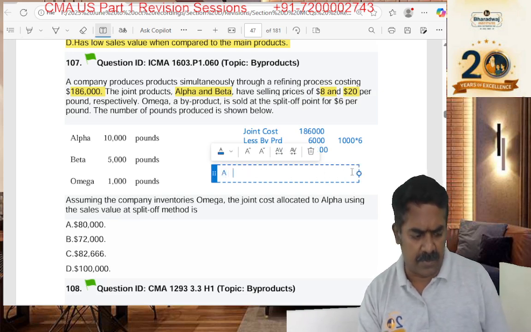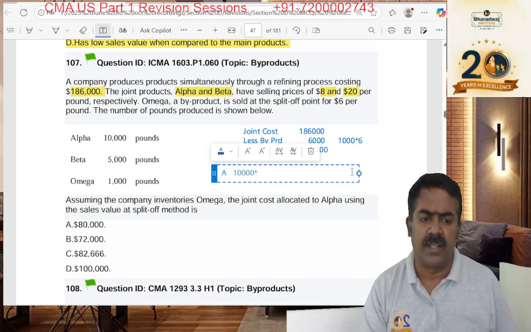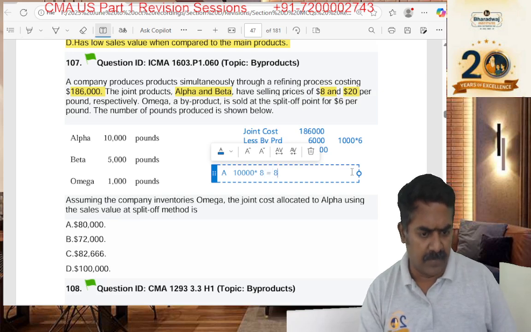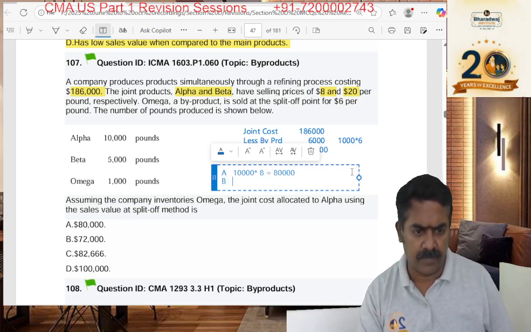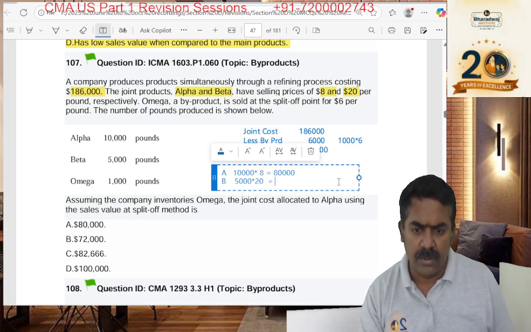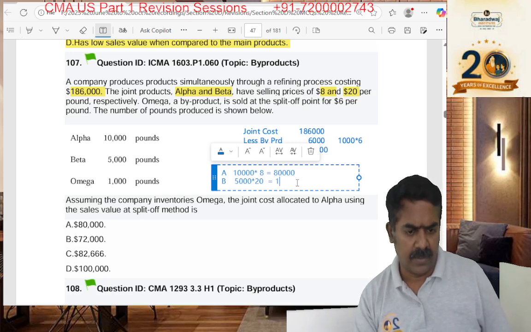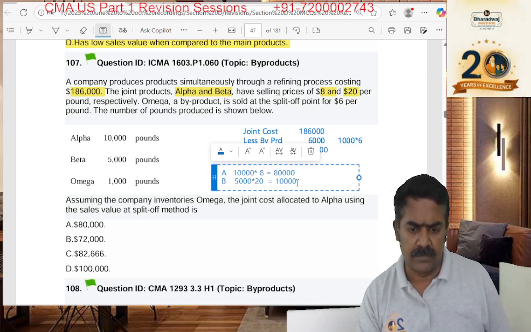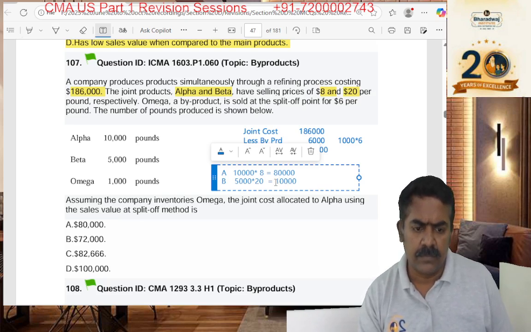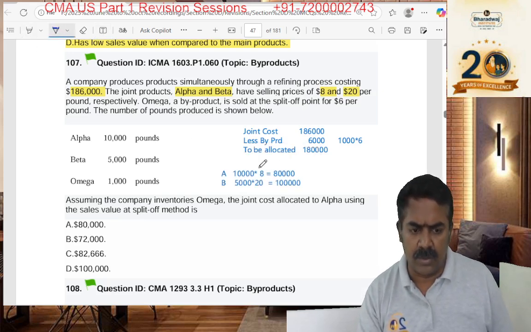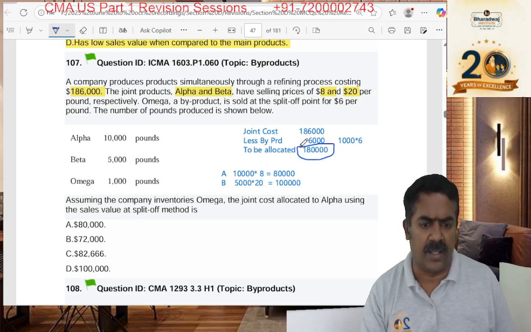What is the sale value at split off? A: 10,000 into 8, how much? 80,000. B: 5,000 into 20, how much? 1 lakh. Now, the total is 1,80,000. So, to be allocated is 1,80,000.